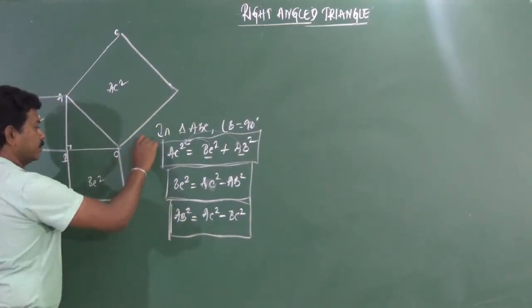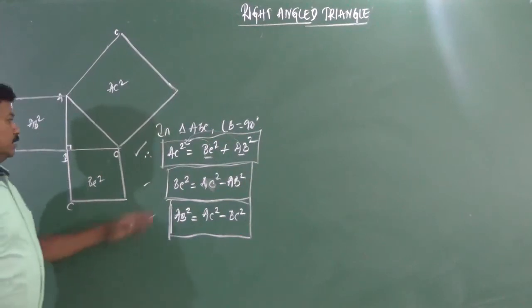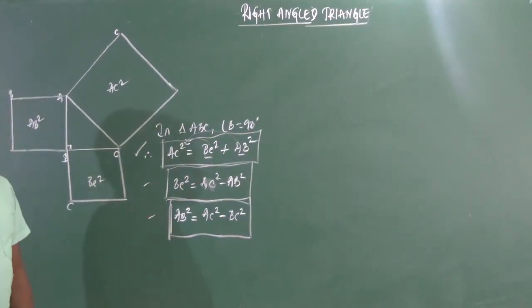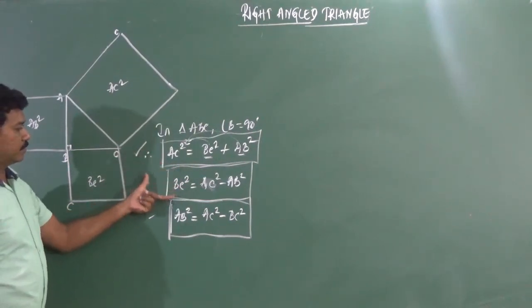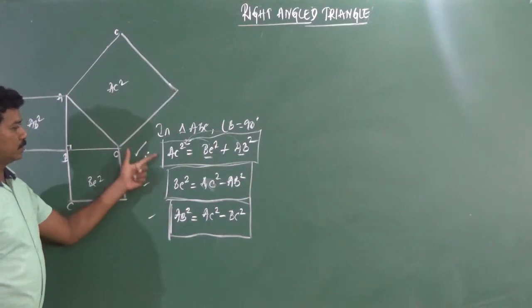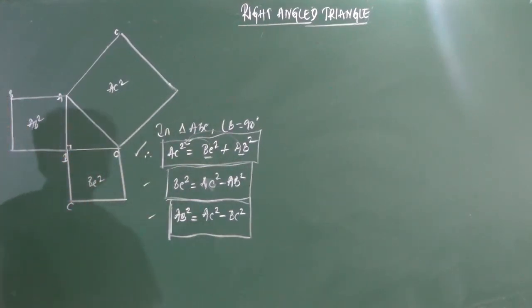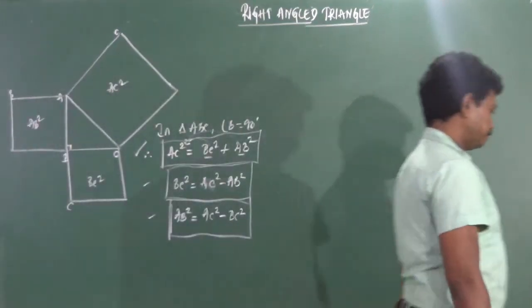So this is the fundamental thing, and these two things follow from that. All these three are nothing but the Pythagoras theorem itself. So you can represent the Pythagoras theorem either by this or this or this. All the three are true, right? So please keep this in your mind. This is very, very important for future problems.